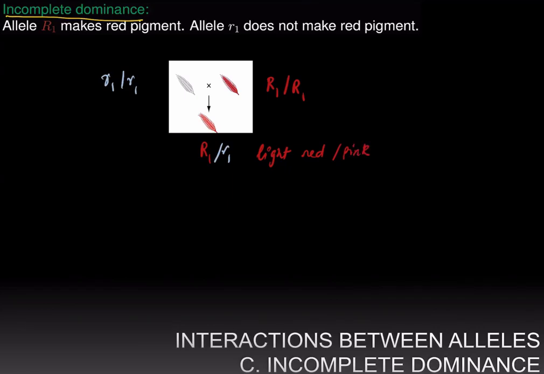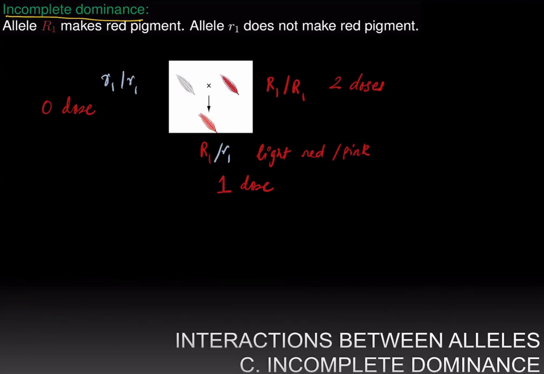And this can be understood once again in terms of doses, so that the individual who's homozygous for the big R1 allele has 2 doses and makes more pigment than the individual who has only 1 pigment-making allele, the heterozygous individual, who makes more pigment than the individual who is homozygous for the allele that does not make any pigment.